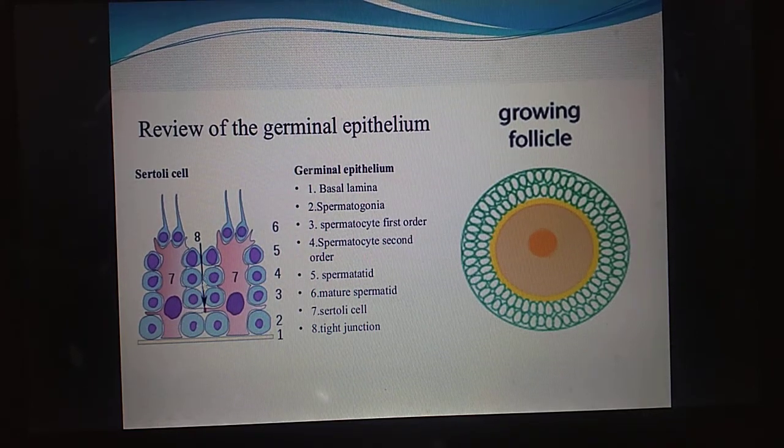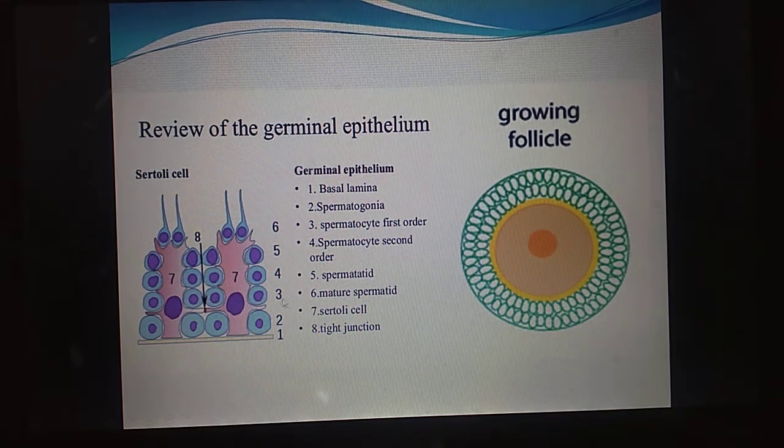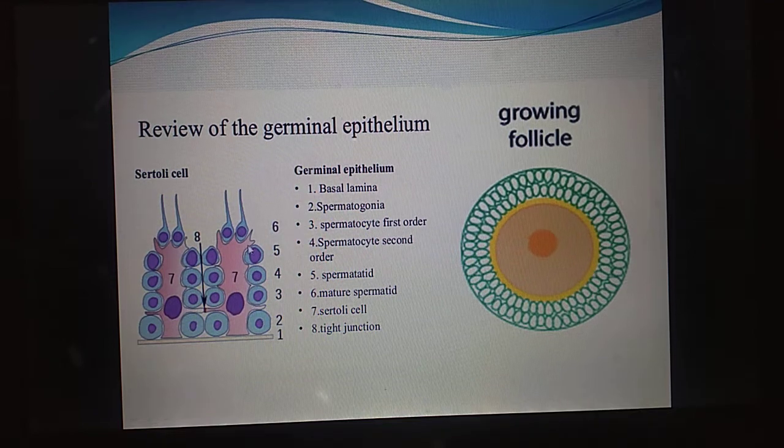And beside this, you can see a type of junction called a tight junction, which has been shown over here through an arrow. But anyhow, our main concern over here was to see the cells which are present within the germinal epithelium. So these are, we can say, the basal lamina. The part is basal lamina.